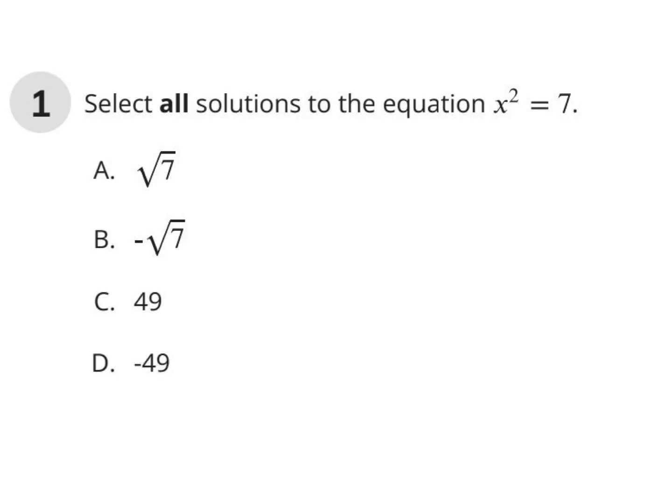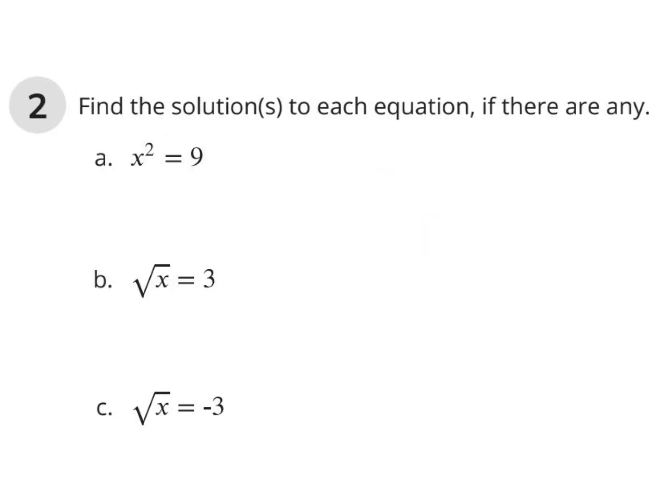Select all solutions to the equation x squared equals 7. So what we've got to do here is take the square root on both sides, and the square root of 7 is equal to plus root 7 and minus root 7. So it looks like A and B work as solutions.